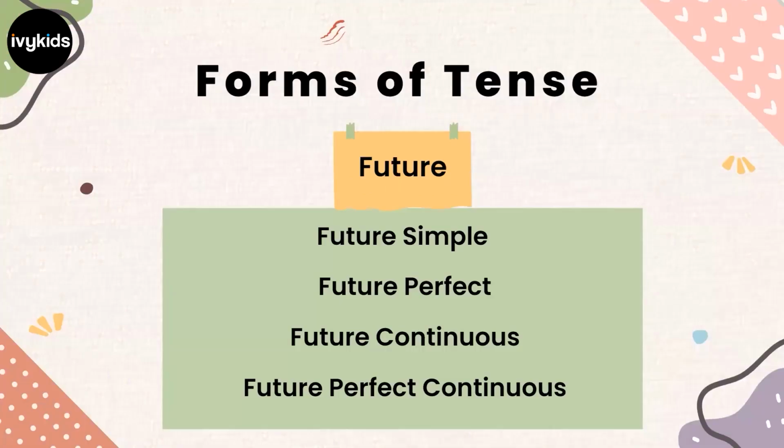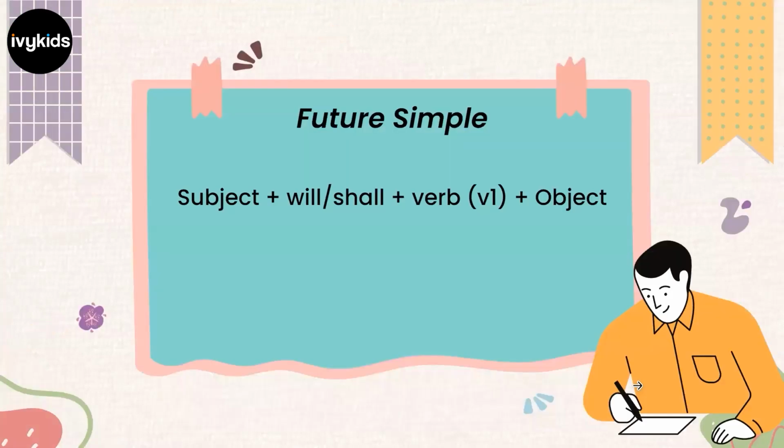Moving on to the next tense, that is future tense. Let's talk about all its four types. So, we are going to again begin with future simple, then we will continue to future perfect, then future continuous, and then future perfect continuous. Simple future tense. We simply add will or shall with the subject, and we put our verb's first form and then object at the end.